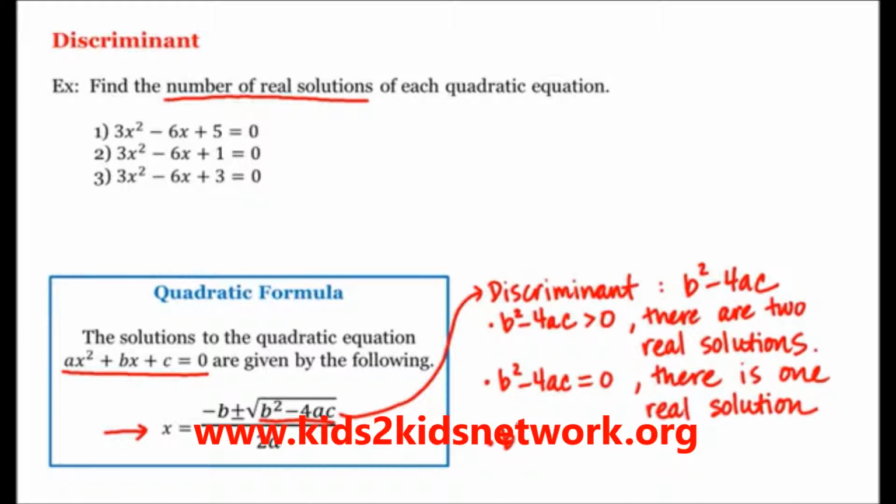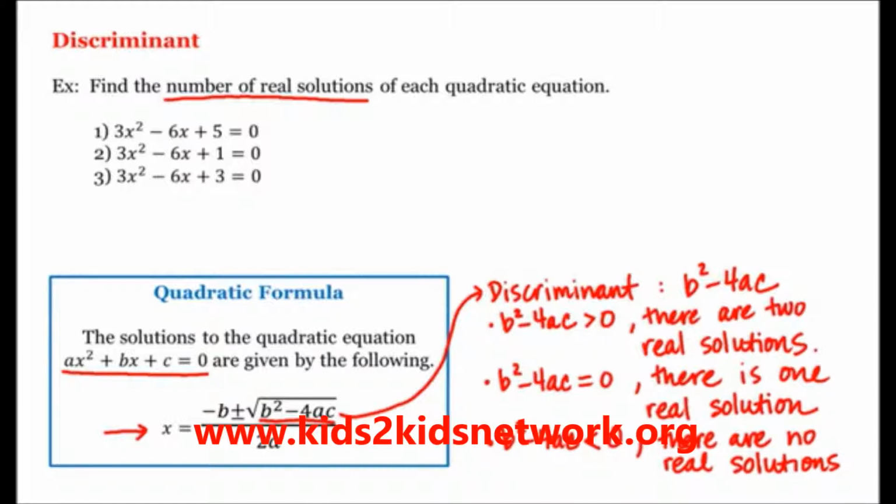And finally, what if that discriminant is a negative number? Then there are no real solutions. Because the square root of a negative number does not yield any real number. We'd have complex solutions, but not real solutions.